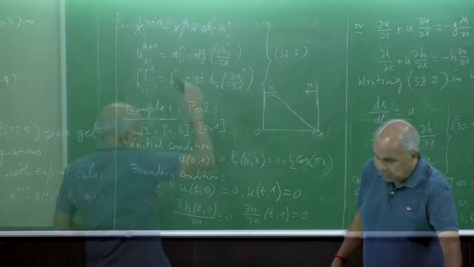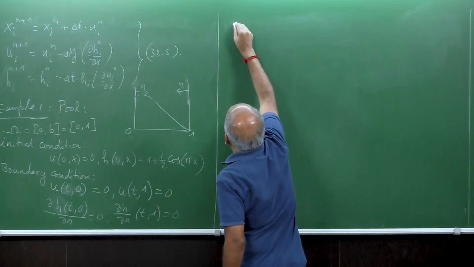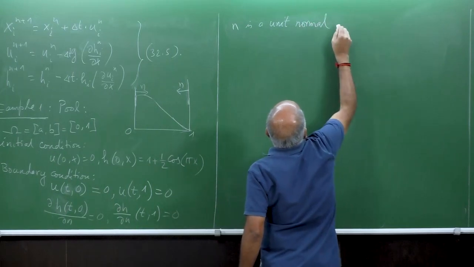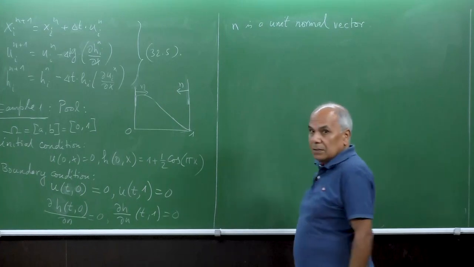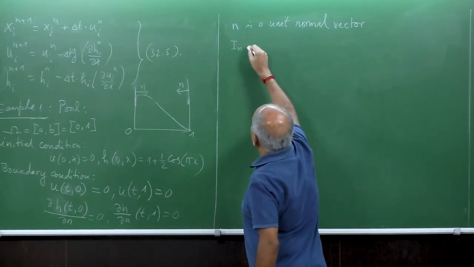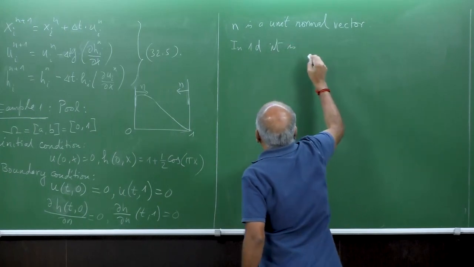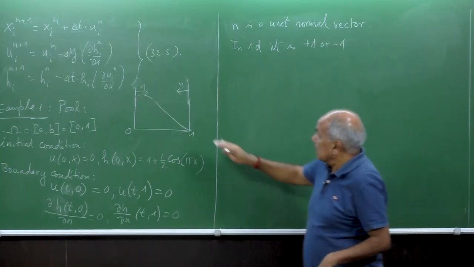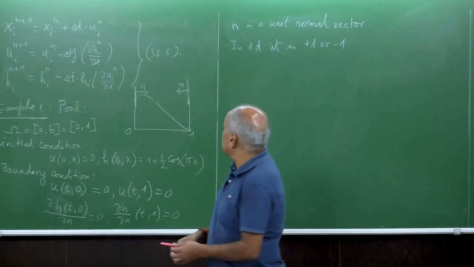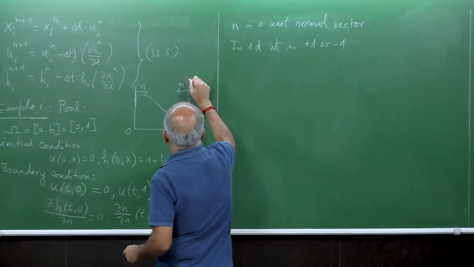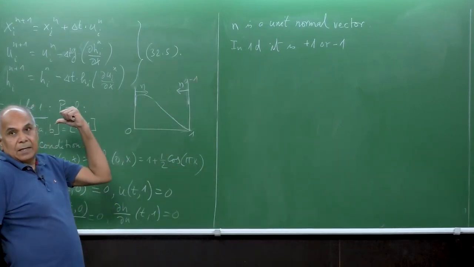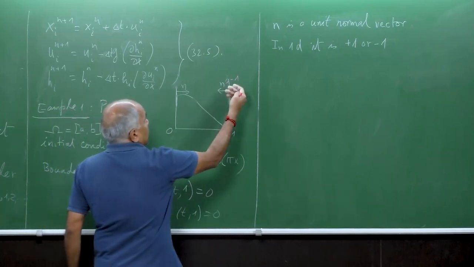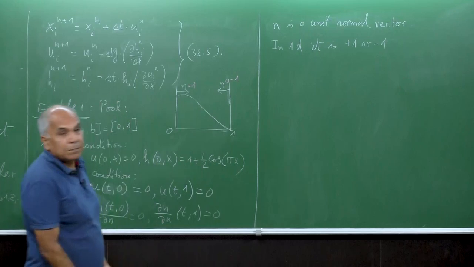What is the normal vector in 1D? The normal n is a unit normal vector. In 1D, it is plus 1 or minus 1. So on this boundary, n is equal to minus 1, because the normal is always looking inside the domain. So here n is equal to minus 1, and here n is equal to plus 1.